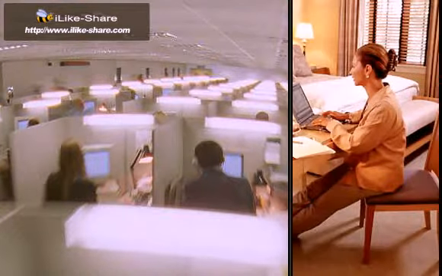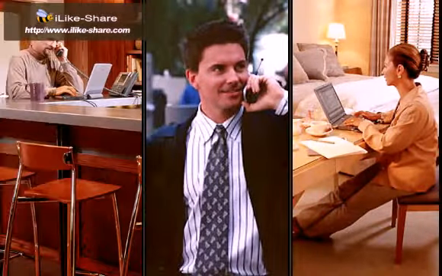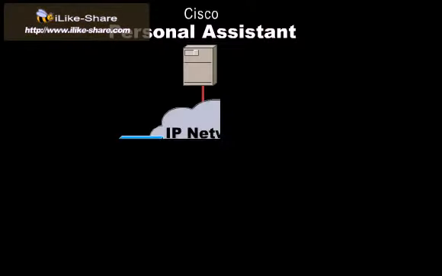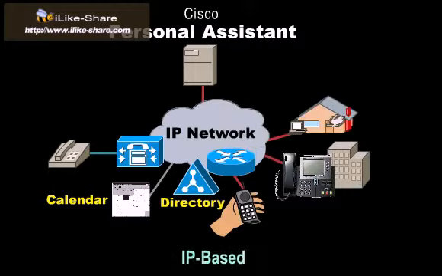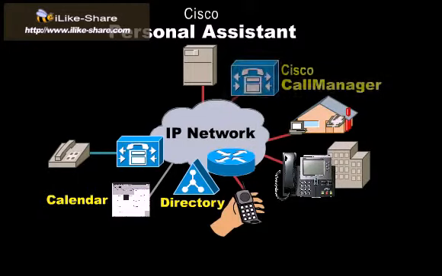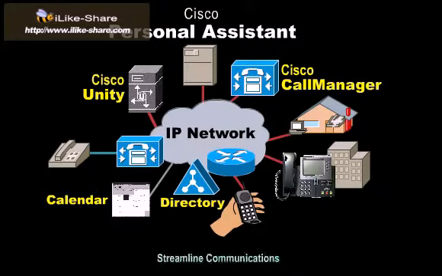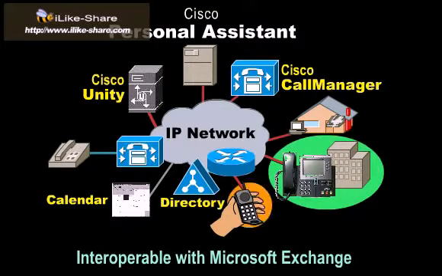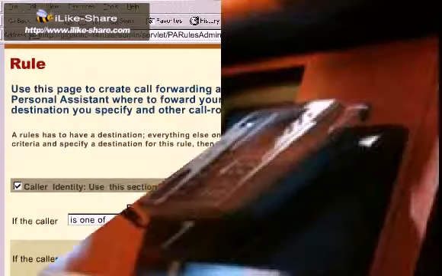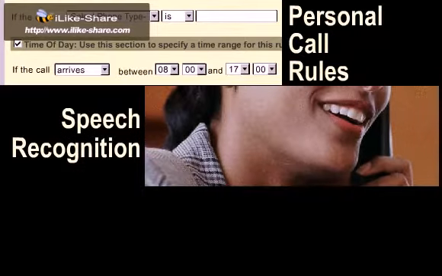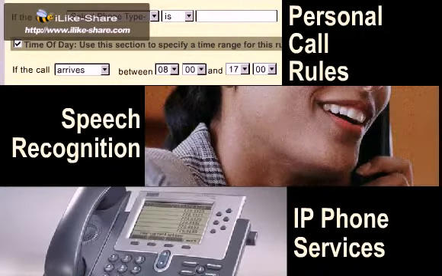In today's business world, a company's success is often tied to the success of its mobile workers. Introducing Cisco Personal Assistant. Cisco Personal Assistant is an IP-based solution that works with Cisco Call Manager and Cisco Unity to streamline communications by helping users manage how and where they want to be reached. Cisco Personal Assistant revolutionizes communications with personal call rules, speech recognition, and IP phone productivity services.